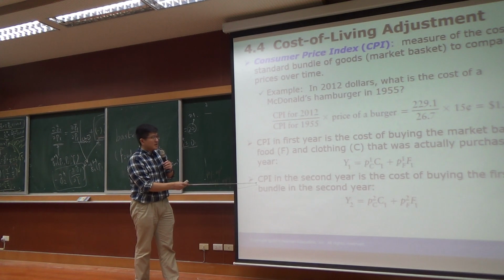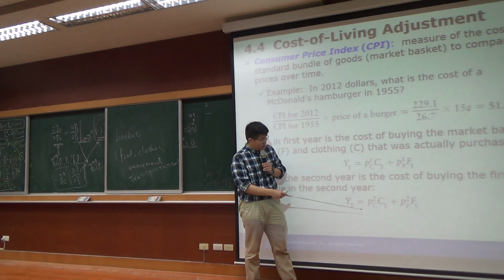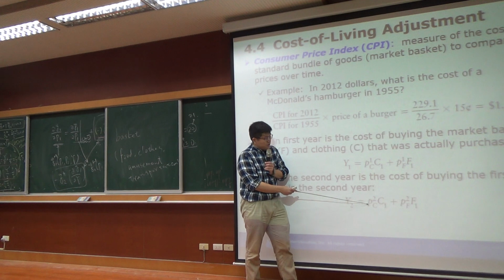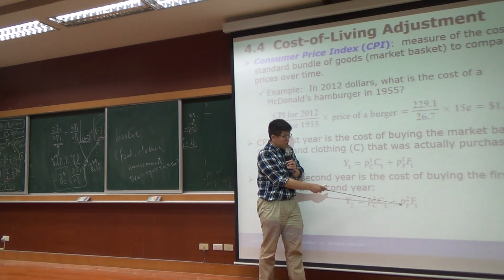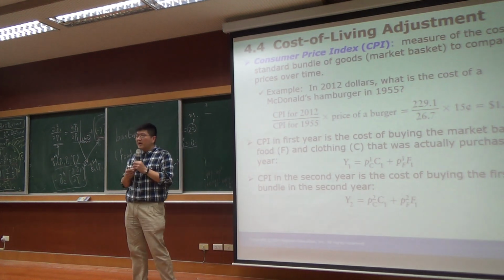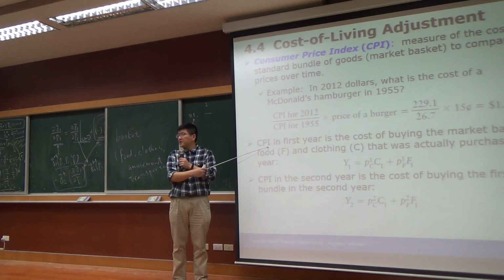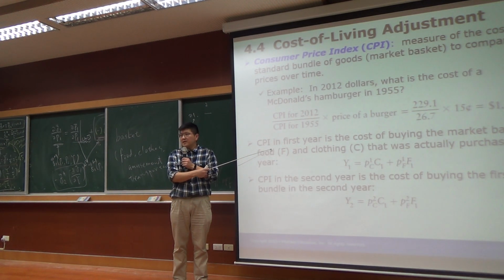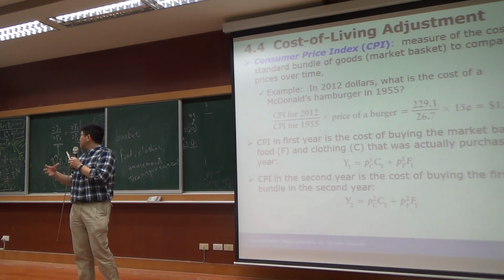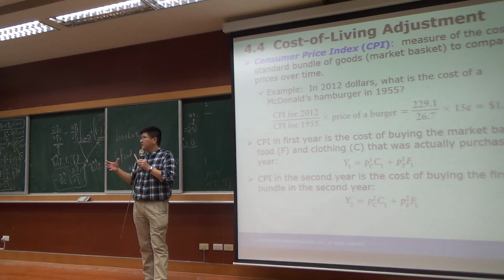What about the CPI in the second year? You see, PC2 is the price of clothes in year 2, PF2 the price of food in year 2, but we use the quantity in year 1, C1, F1. This is because we choose the first year to be the base year. So for CPI, we need to choose or fix the quantity in the basket in some specified year.